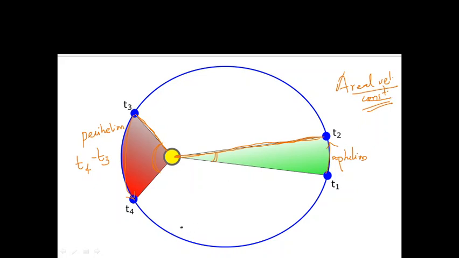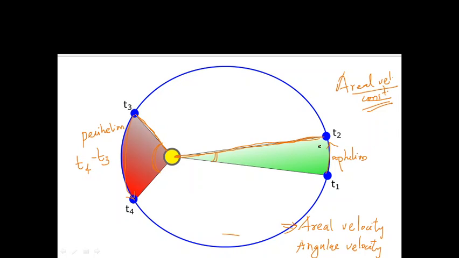So keep the difference between areal velocity and angular velocity in your mind. Angular velocity varies according to position. The planet will sweep different angles in the same time when it is at different positions. But the areal velocity will be constant. The total area swept by these lines is always a constant.